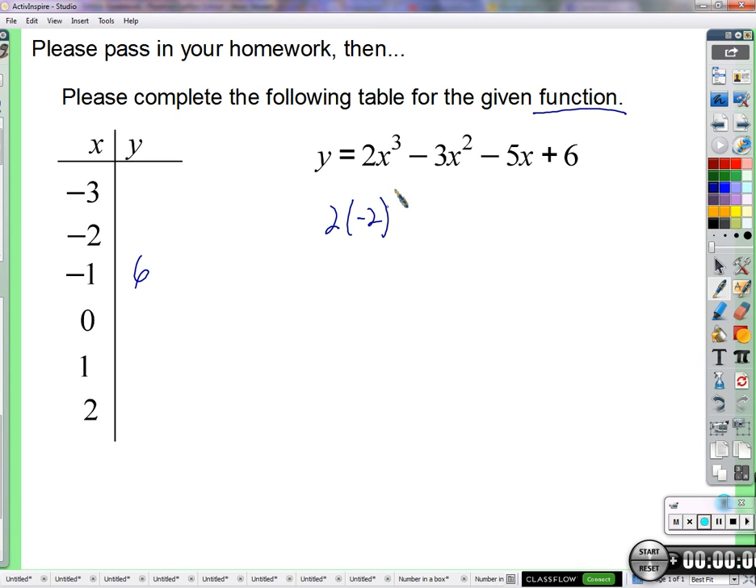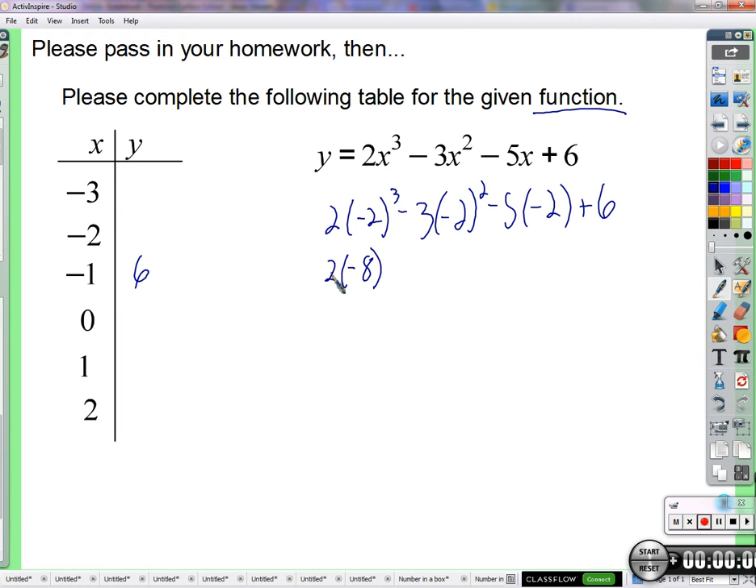Times negative 2 cubed minus 3 times negative 2 squared minus 5 times negative 2 plus 6. Okay, negative 2 cubed means negative 2 times negative 2 times negative 2. Negative 8, which makes a 16. Positive. So 2 times negative 8. No, it's going to be negative 16. The 8's going to be negative since it's to the third power.